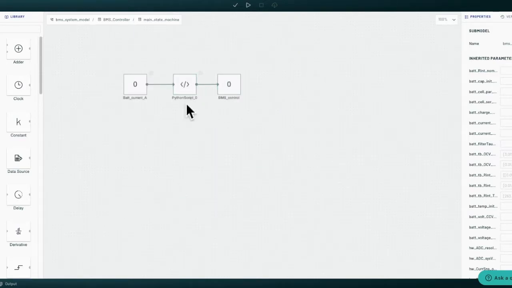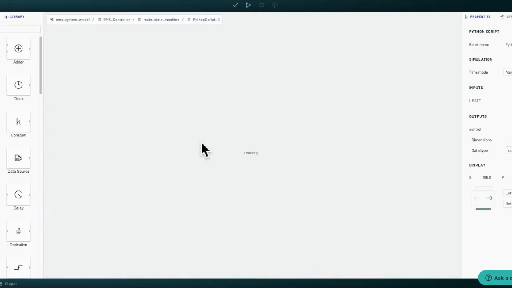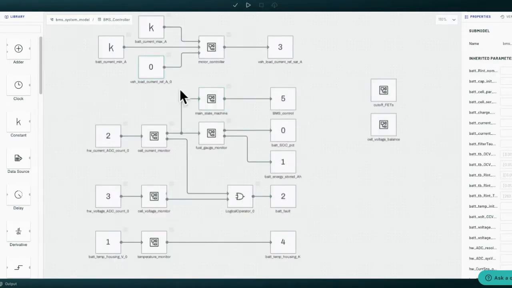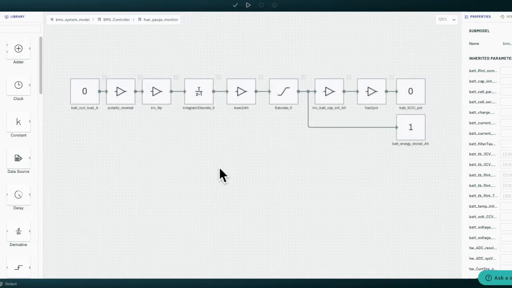The main state machine is implemented using a Python script, and the underlying implementation is using if-else loops. The same engineering value of the current is also used to estimate SOC inside the fuel gauge monitor module. We are using a simple coulomb counting algorithm to calculate SOC.